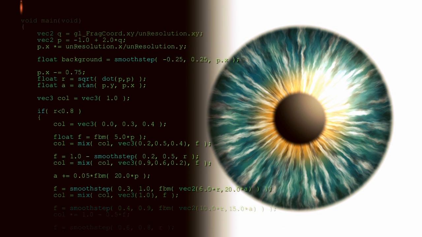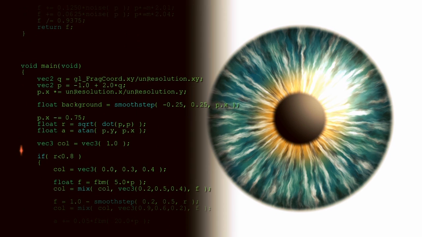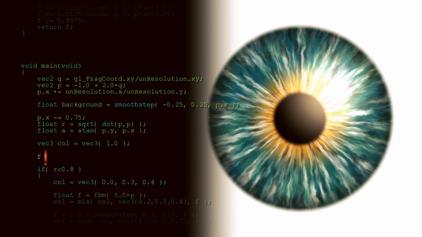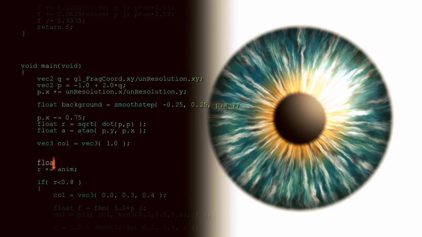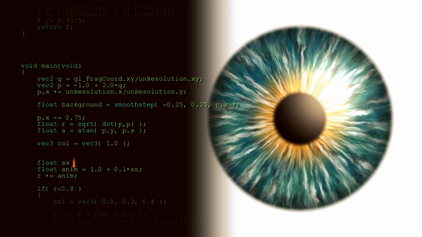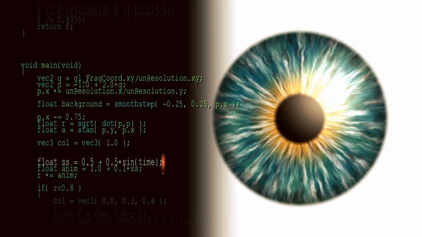I guess now we can go for some animation and move the eye a little bit or do something interesting with it. So what about going up here and trying to change the size? So radius times animation. Animation is going to be something around 1. And then we can add a 10% of some animation. So 0.1 times SS. And for SS, I'm going to go with a sinus function as usual. So SS equals 1/2 plus 1/2 of sinus of time.